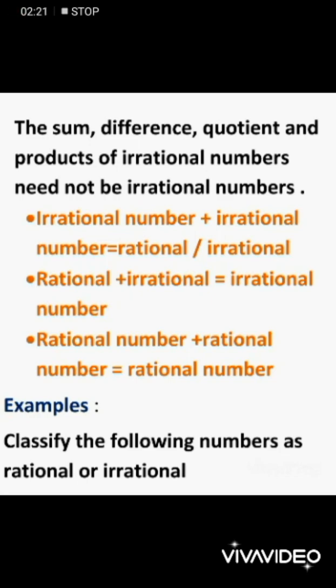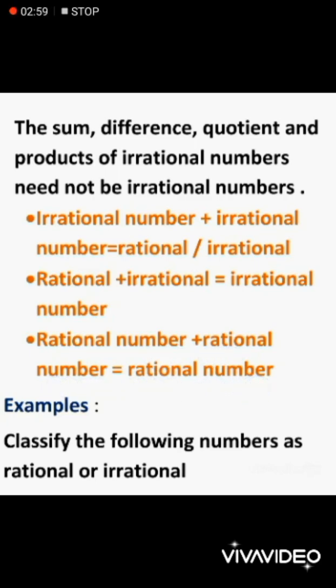So we can say that irrational numbers are not closed with respect to addition, subtraction, multiplication and division. So we can conclude that using the four fundamental operations, if you take two irrational numbers, the result can be either rational or irrational. If you take a rational and an irrational number, the result will be an irrational number. And if you take two rational numbers, the result will be a rational number.